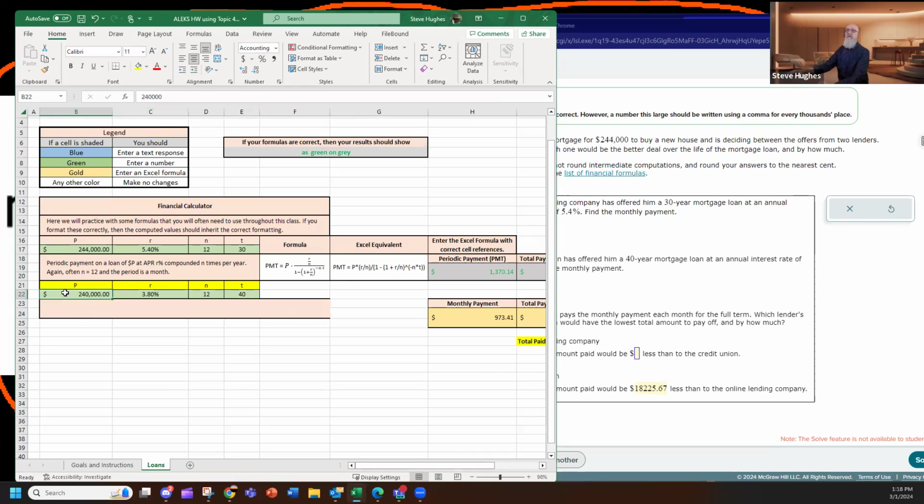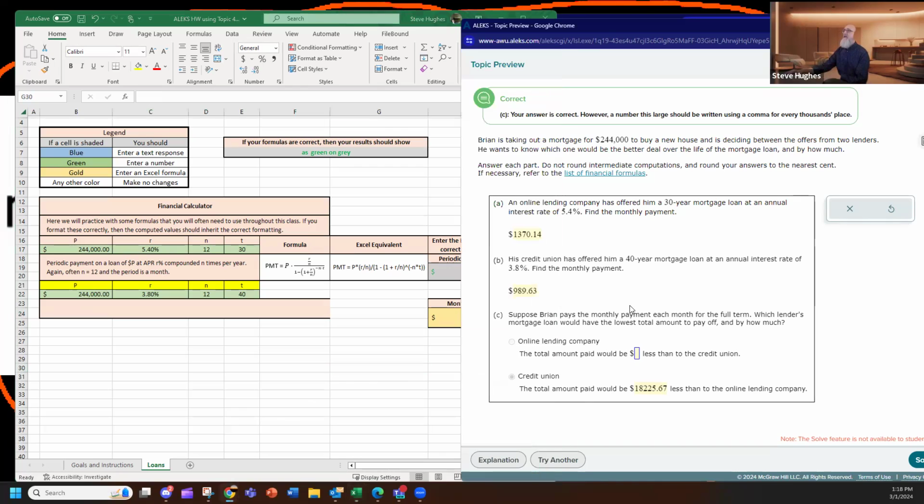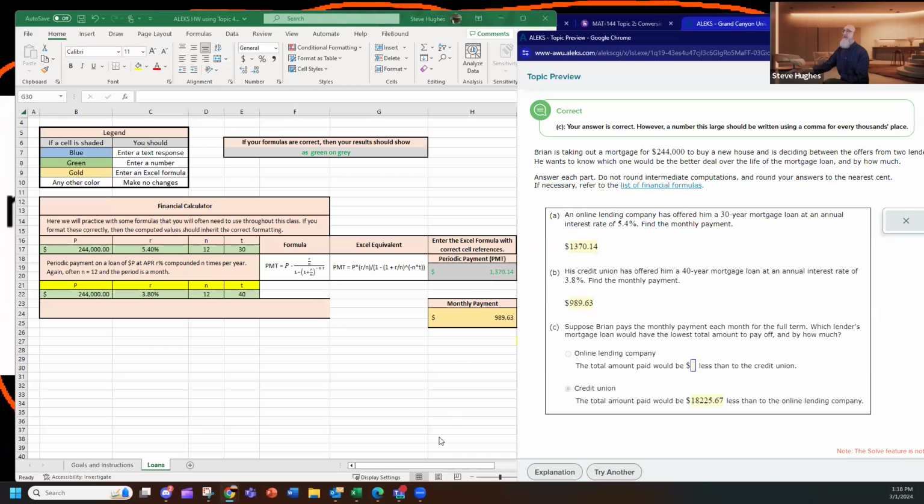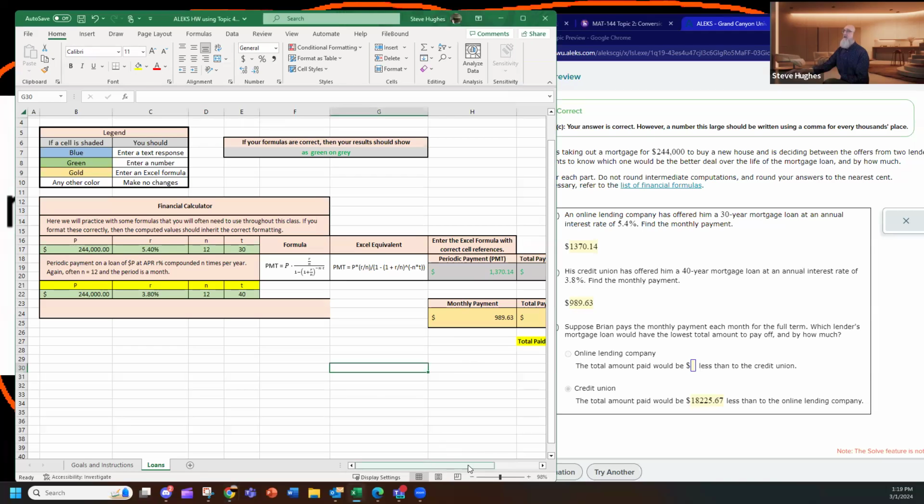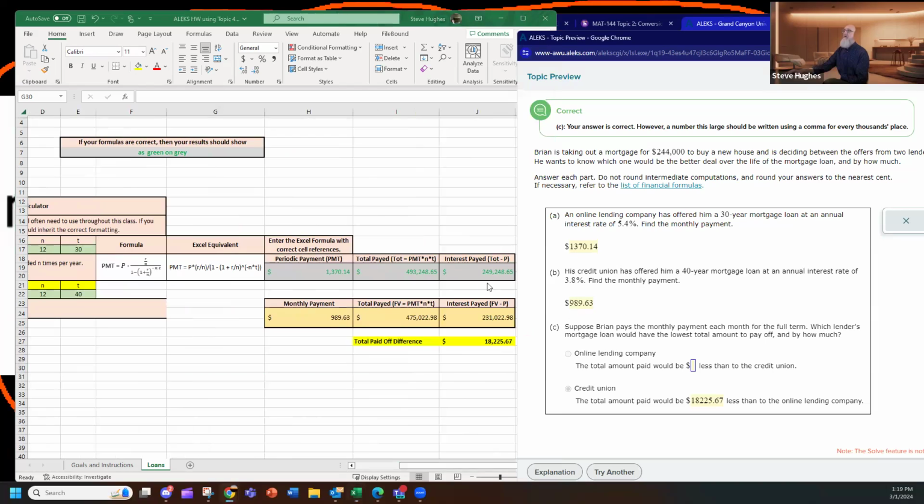Come down here, same thing. Make sure you enter it correctly. Typos can get you. All right, now everybody look here. Let's scoot this over a little bit so we can actually see them both at the same time. All right, here we go. So my payment, everybody, is $1370.14, exactly what I wanted. My payment is $989.63, exactly what I wanted.